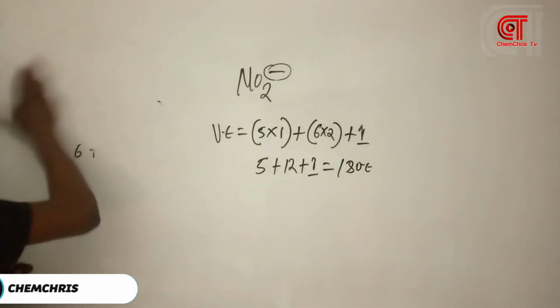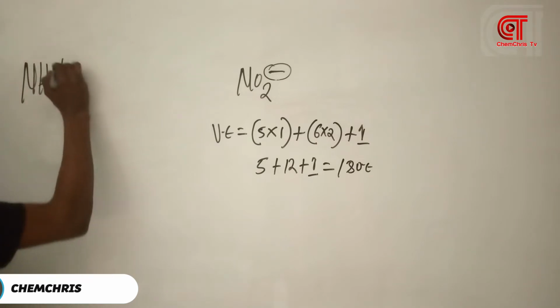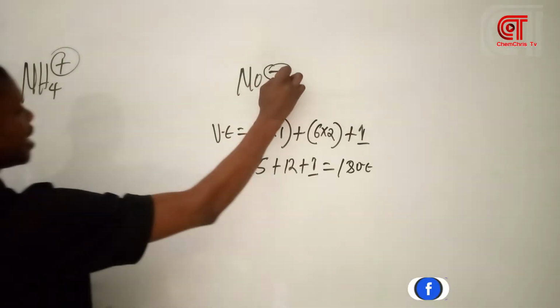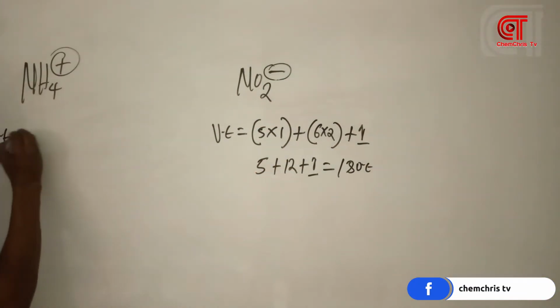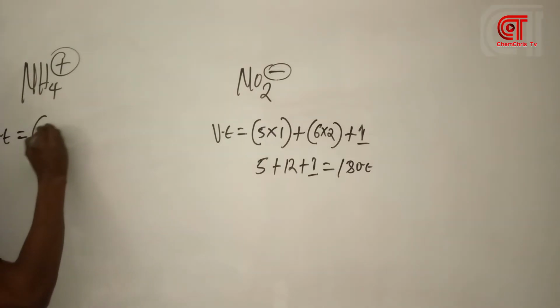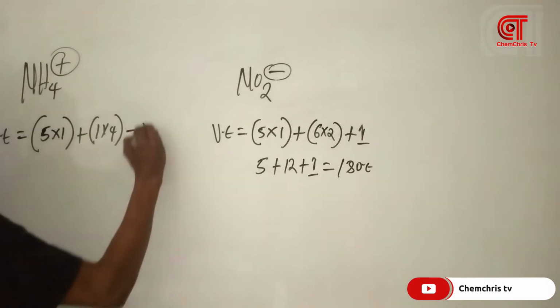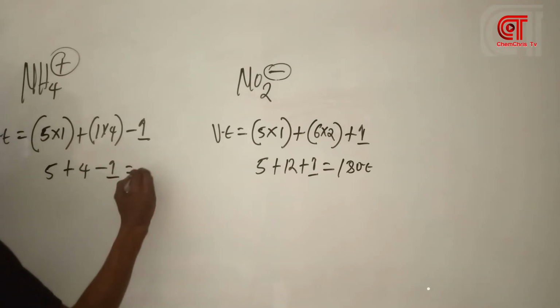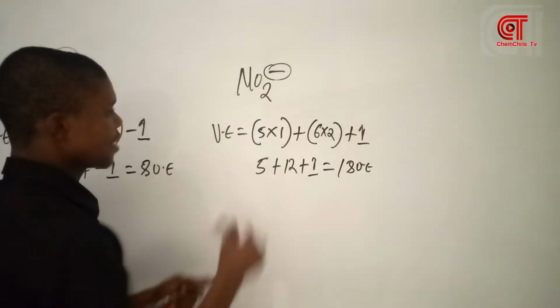So if you should have something like NH4 plus, now here is a positive sign. Whenever you have a positive sign, you're going to subtract from the total valence electron. But whenever you have a negative sign, you have to add to the total valence electron. So the valence electron here is going to be 5 times 1 plus 1 times 4 minus 1. So here we have 5 plus 4 minus 1. It's going to be 8 valence electron, right? So the next thing you are going to look at.